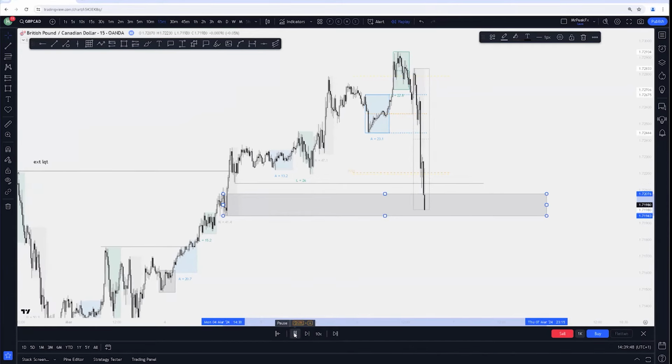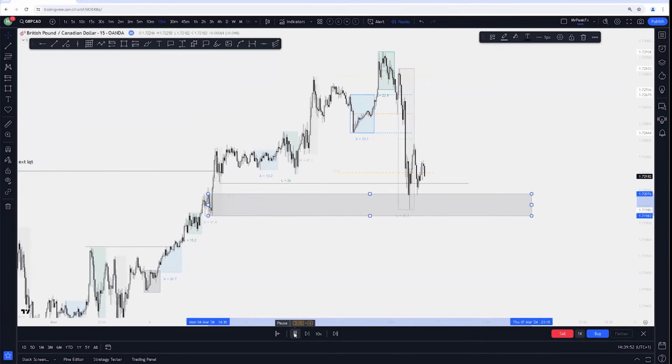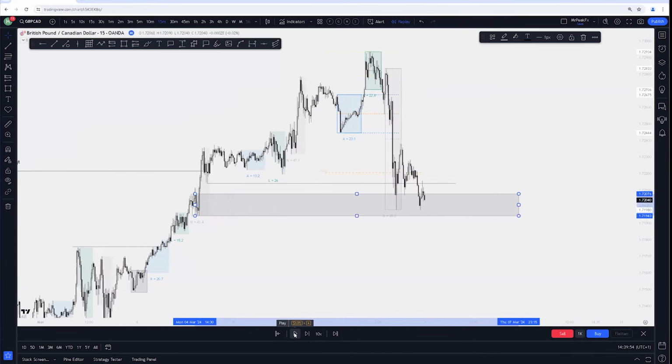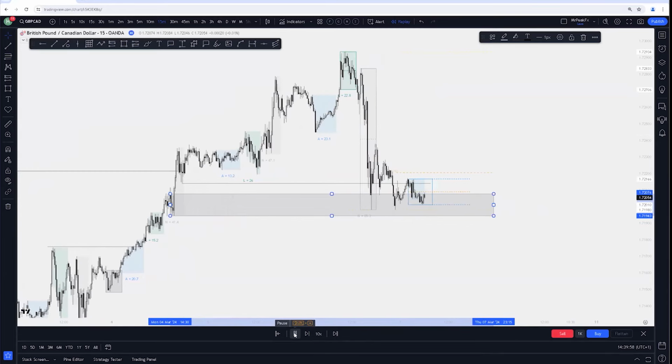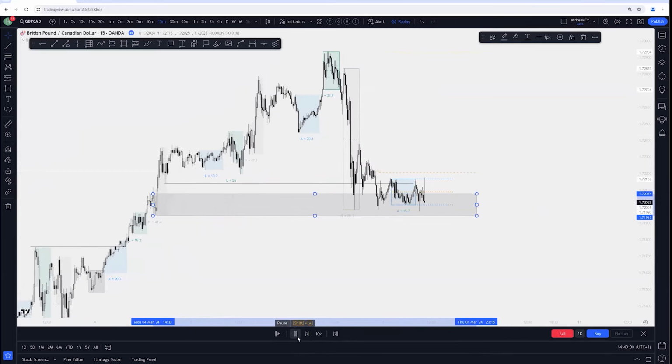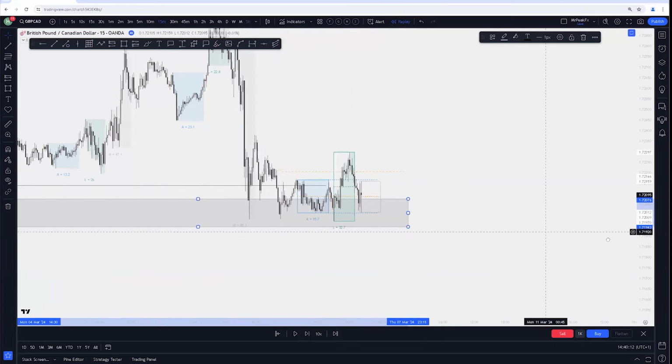All right, so price came into the zone and price tapped into the zone. And we can see that price is somewhat in a range kind of movement. And at this region, I was already interested in price. Let's see what price actually did here, okay?